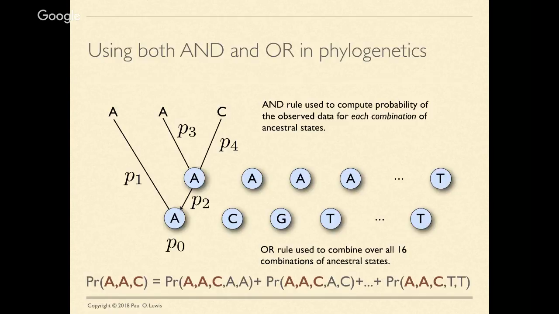In this case, the probability of each of the 16 possible ancestral state combinations involves the product of these 5 terms, P0, P1, P2, P3, P4. But note, however, that the values of these terms will change depending on which states are present at the ancestral nodes. We'll talk more about that in just a few minutes.